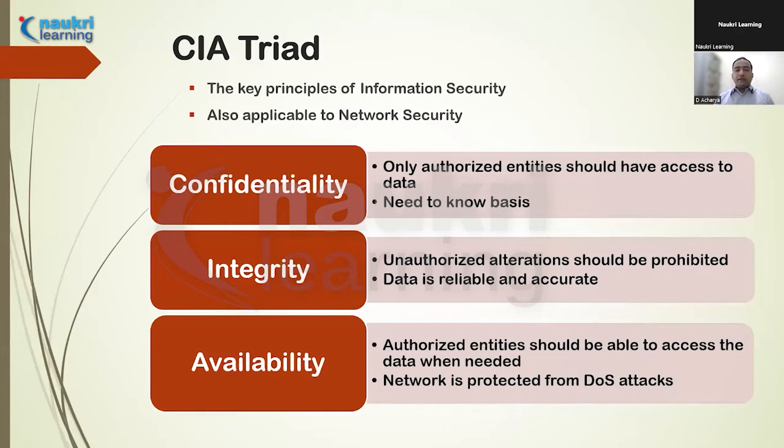And availability, the third one. Availability basically ensures that the authorized entities should be able to access the data whenever they need it, right? As and when the need arises, they should be able to access the data. That's about availability. An example of availability is that the network should be protected from DOS attacks. DOS basically stands for denial of service. So we should protect the network from DOS attacks. That's an example of ensuring the availability of the network.